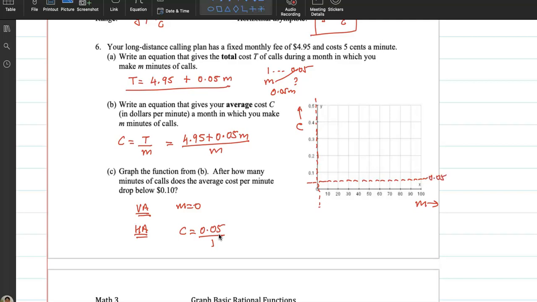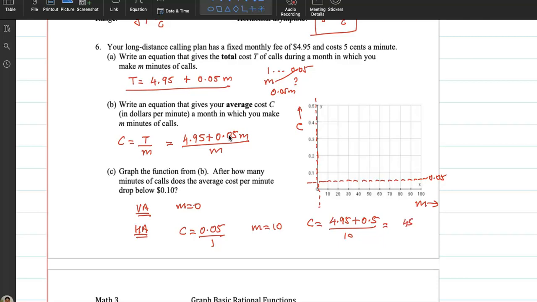Now what will you do? Now you can take some points. You can take like 10, 40, 70. So if you take m is 10, C will be what? 4.95 plus 10 times 0.05 is 0.5, because one decimal will shift, upon 10. So that'd be 5 upon 10. So 4.95 plus 0.5 upon 10. Oh, sorry.